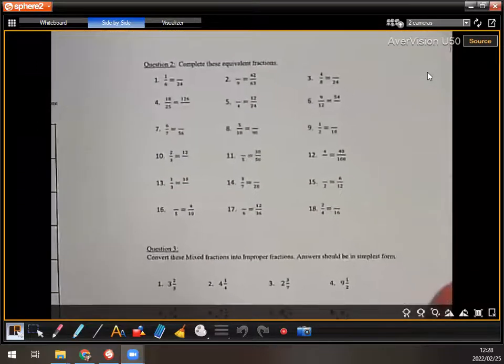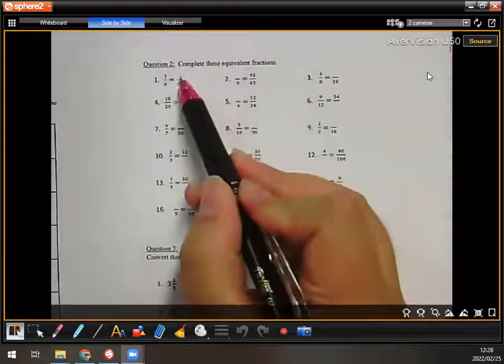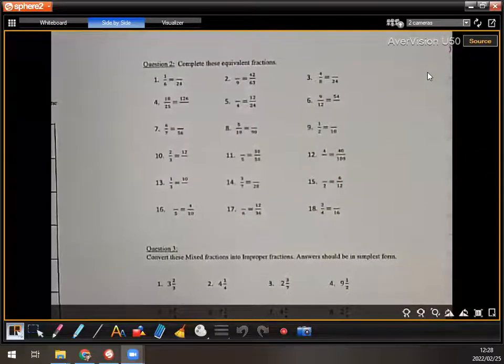For question 2, listen up, please. I would like you to do all of them. It looks like a lot, but it's just putting in one number, that equivalent fraction thing. You can answer it on the page. Guys, there's a little gap. You just put the number in there.